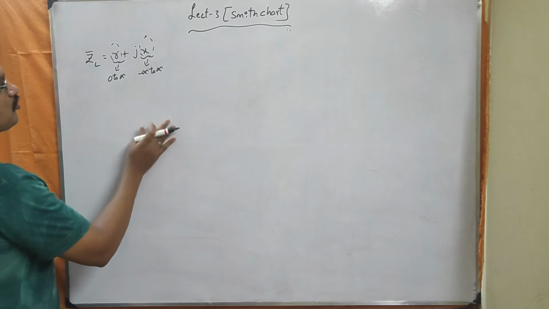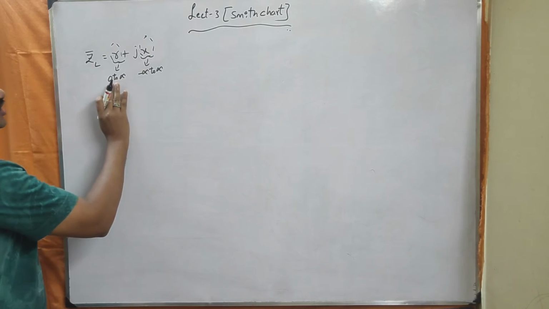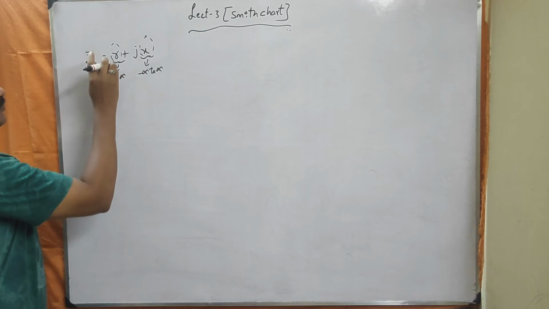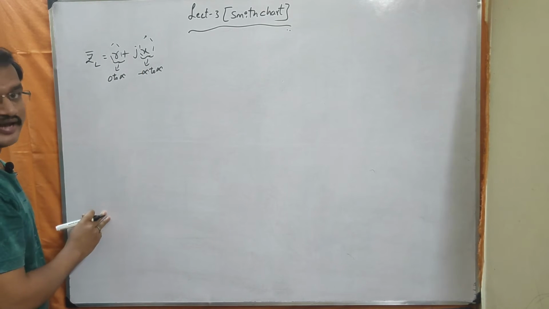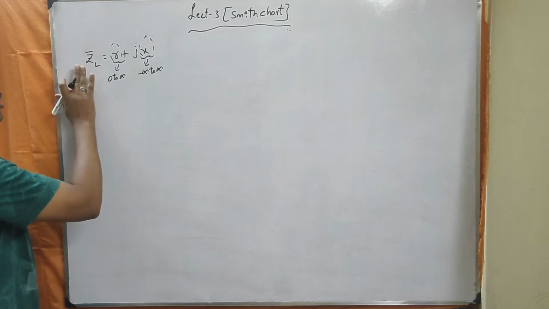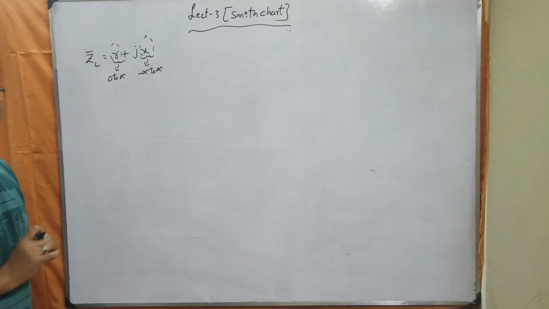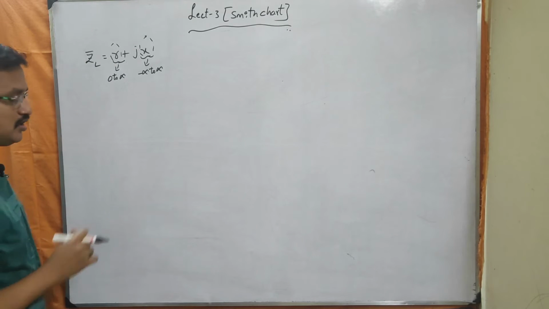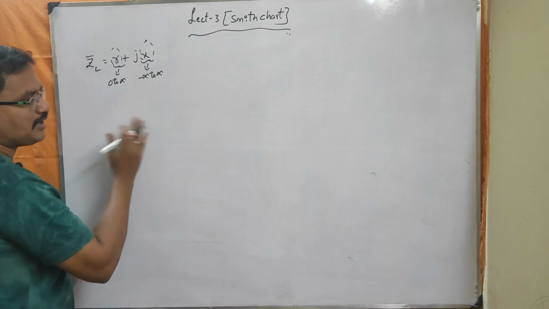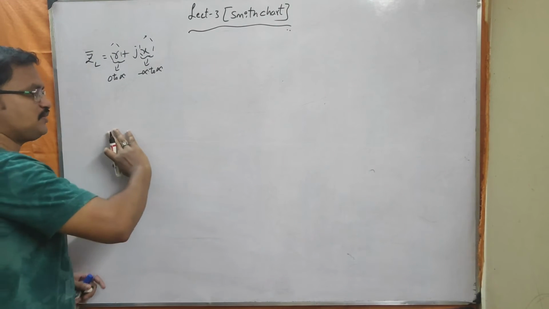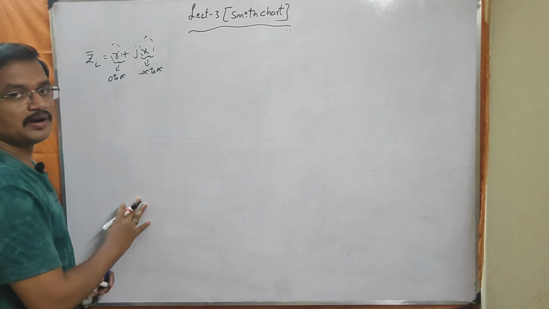Okay, next what we are going to do is we are going to superimpose these two. That means we are going to superimpose all the possible values of resistances and all the possible values of reactances. That is going to give you all the possible values of load impedances. Understood? Okay, fine. So we have done the mapping from where to where here? From the impedance plane onto gamma plane.